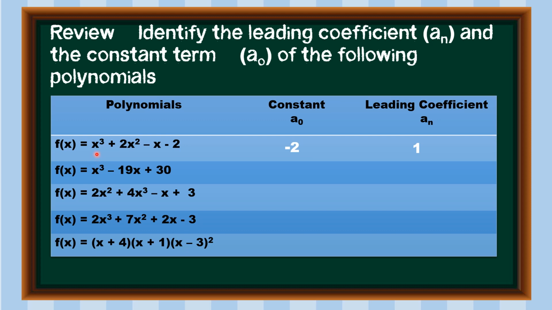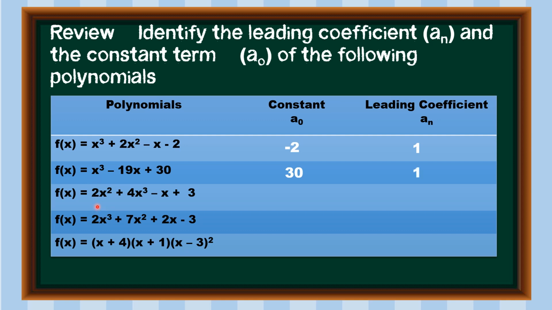Yun naman yung number sa unahan ng variable na may pinakamataas na exponent. So you have to look for the degree first, yung pinakamataas na exponent. At yung numerical coefficient sa unahan ng variable na yon na may pinakamataas na exponent, yun ang ating leading coefficient, diba? Okay, so for this one, f of x is equal to x cubed minus 19x plus 30. The constant is, ayan, positive 30. And the leading coefficient is again invisible 1 sa unahan ng x cubed.